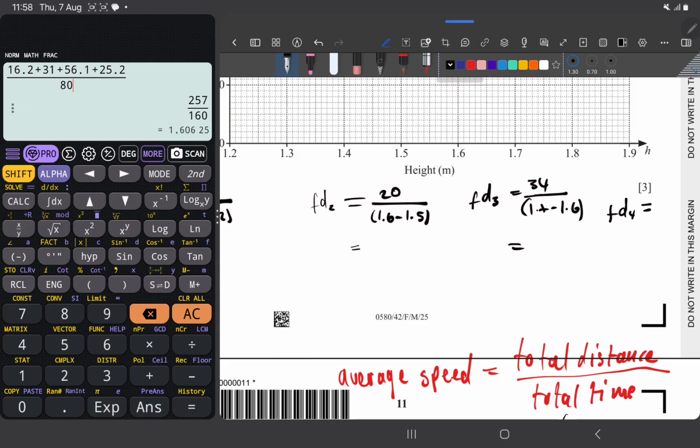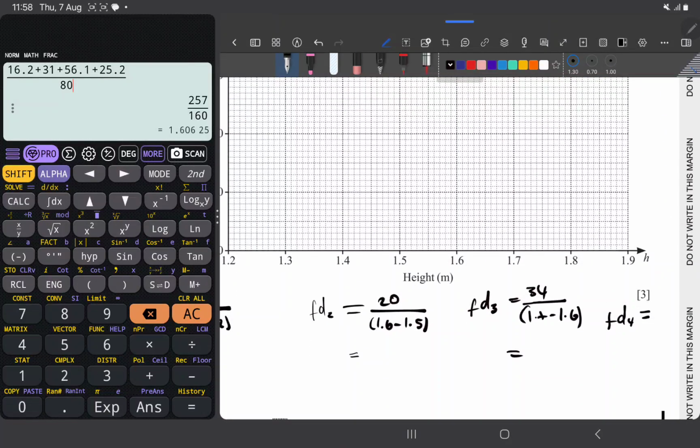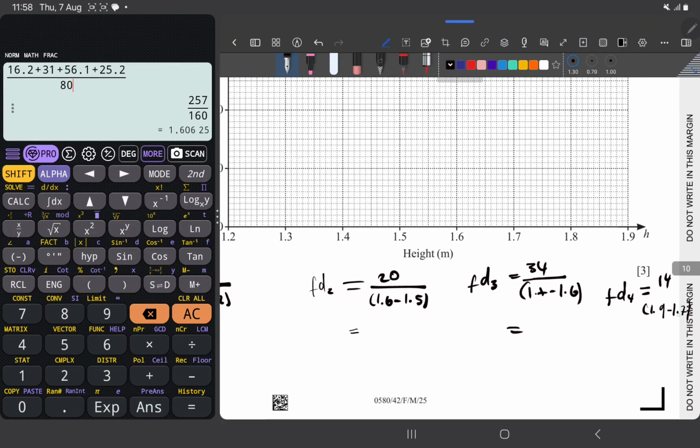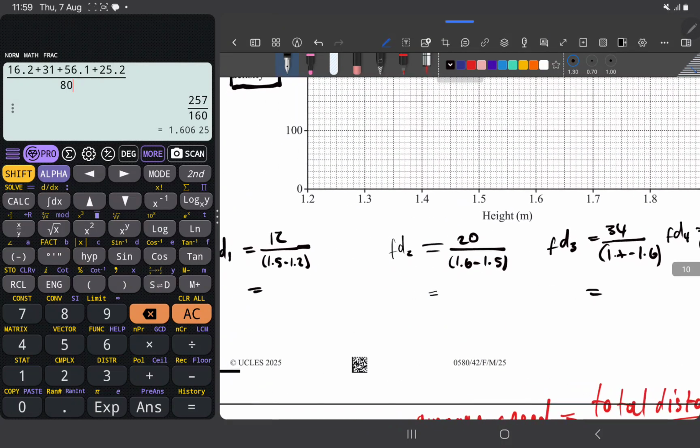The frequency density for the fourth class is going to be equal to, what is the frequency in the fourth class? 14 divided by the class width 1.9 minus 1.7. So this is going to be 14 over 1.9 minus 1.7. Because they say don't write on the margin, so like this. Now let's get these values, please.